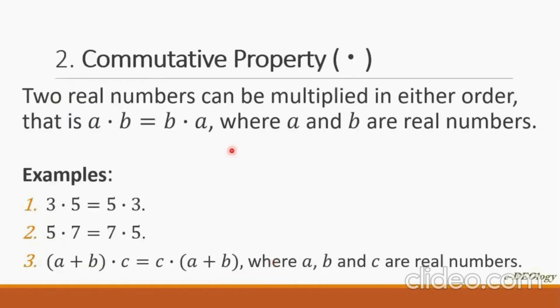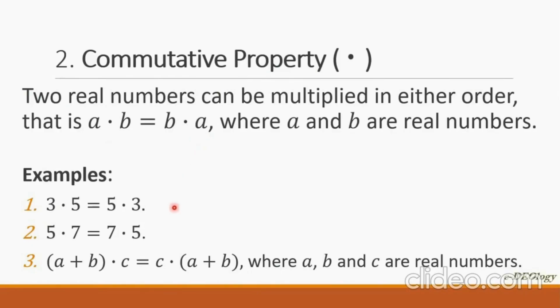Next property under multiplication is this commutative property. It says two real numbers can be multiplied in either order, that is, A times B equals B times A, where A and B are real numbers. In other words, if we're going to interchange the position of the factors, the product will be the same.